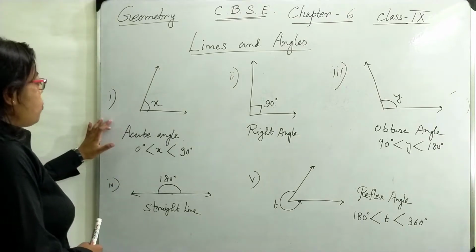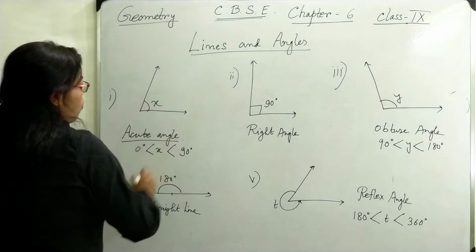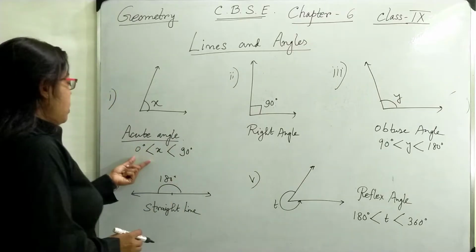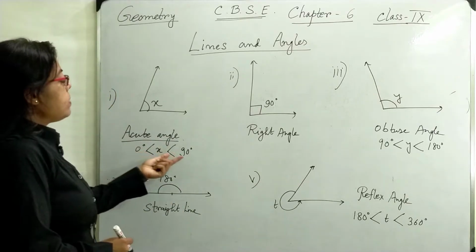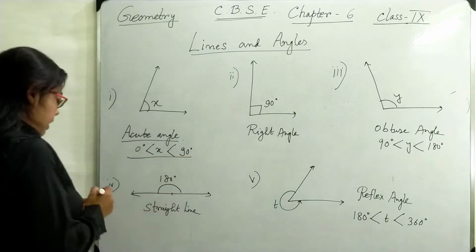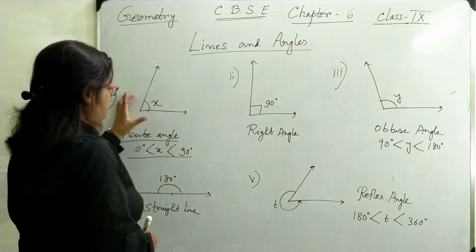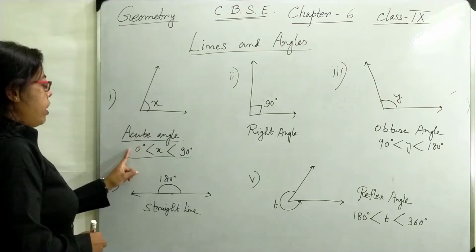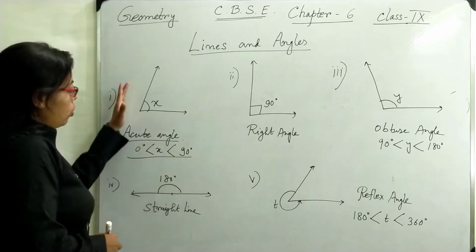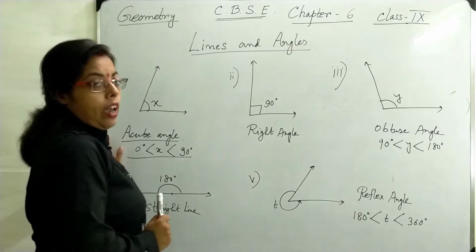Okay, first one, number 1, acute angle. See, what is an acute angle? Any angle which is greater than 0 degree but less than 90 degree will be called an acute angle. Clear? कोई भी angle, इसका measurement अगर तुम करो वो 0 डिग्री से बड़ा होना चाहिए और 90 से कम होना चाहिए. तो इसी तरह एंगल को तुम कह सकते हो ये एक acute angle है.